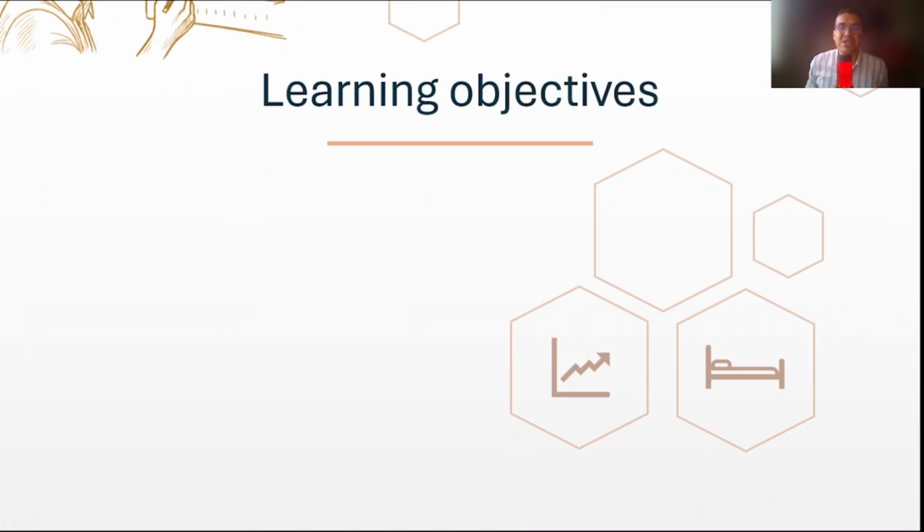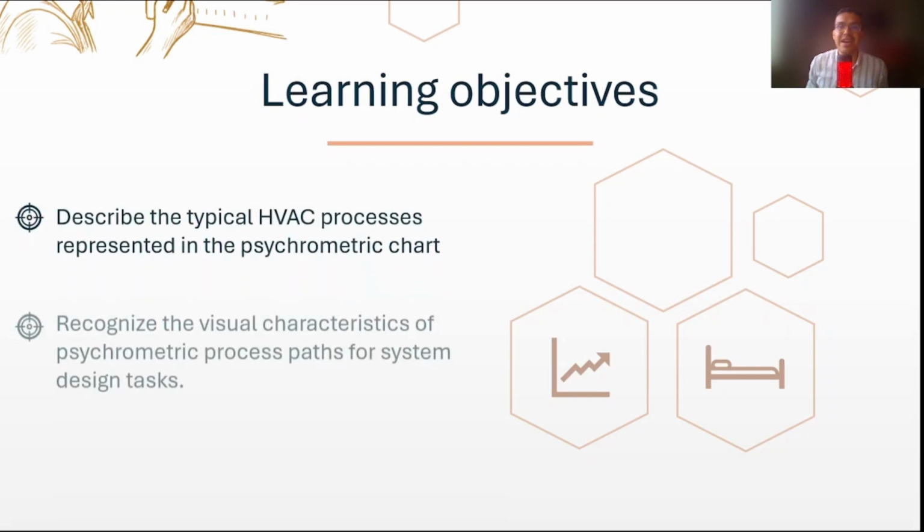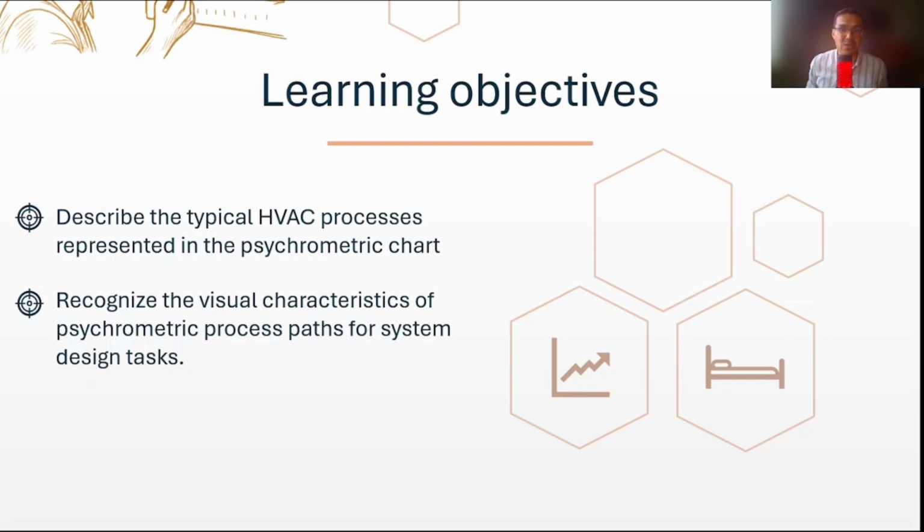By the end of this short video, you should be able to clearly describe the 6 main HVAC conditioning processes and recognize how each one is represented visually on the psychrometric chart. Take a moment to review these learning objectives carefully before we dive into the lesson. They will guide everything we cover next.